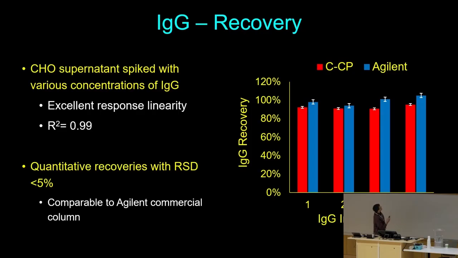And so our CCP columns and the commercial ProA column performed comparably. Quantitative recoveries were seen with relative standard deviations of less than 5%. I believe all these recoveries for the CCPs were between 92 and 98%, and that of the commercial column between 94 and 105%.